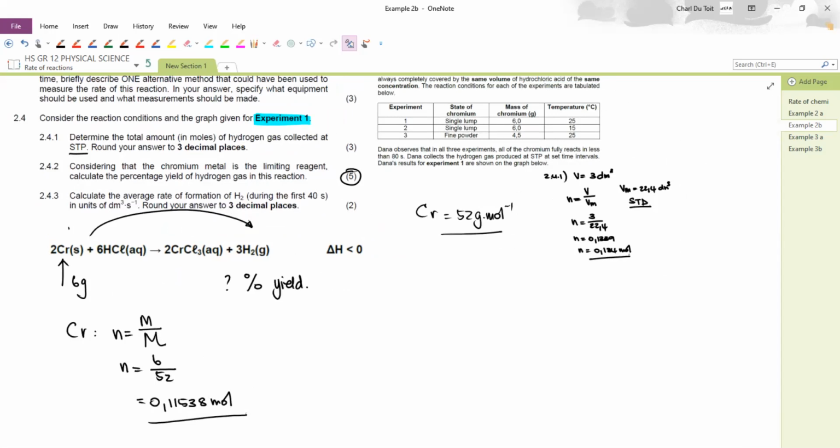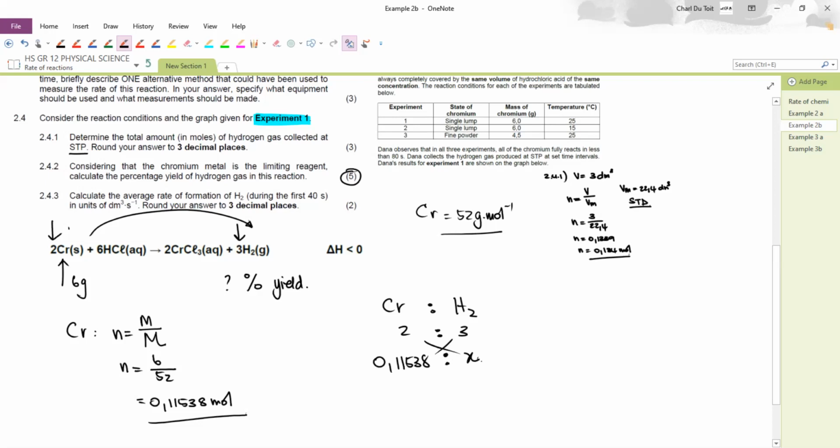You've got that? Yeah, I've got it. Okay, what now? I want to see if you can do some stoichiometry. Can you see that the ratio of chromium to hydrogen gas is 2 to 3 in my equation? That means for every 2 moles of chromium, I will be getting 3 moles of hydrogen gas. But I only have 0.11538 mole of chromium. So I'm going to make the hydrogen X, and then I'm going to cross multiply.